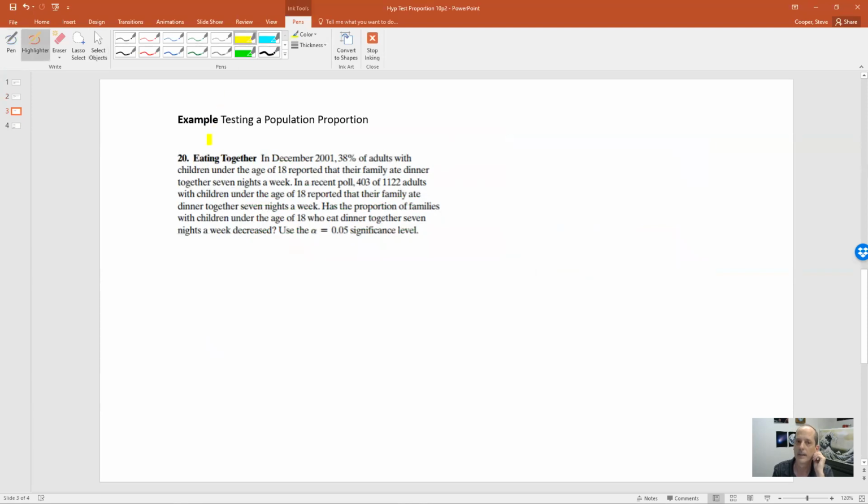All right, so we're talking about eating together. In December of 2001, 38%, so I'm going to highlight things that are important, 38% of adults with children under the age of 18 reported that their family ate dinner together 7 nights a week. In a recent poll, 403 of 1122 adults with children under the age of 18 reported that their family ate dinner together 7 nights a week.